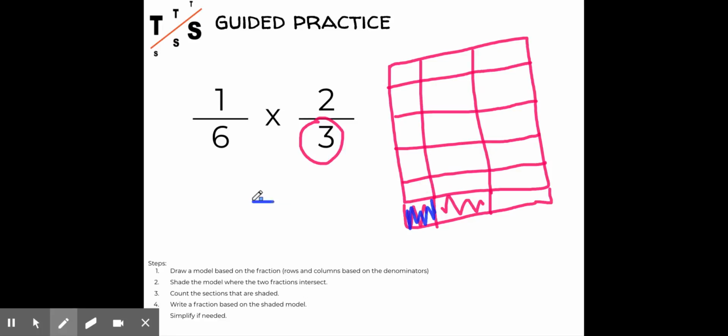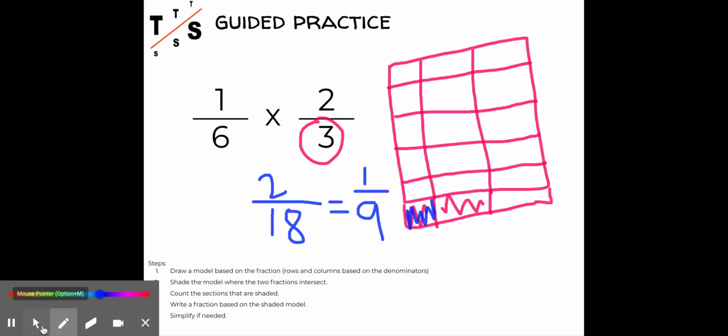I'm going to write my fraction based on my model. I have 2 shaded, and I have a total of 1, 2, 3, 4, 5, 6 times 1, 2, 3, which is 18. So my answer is 2/18, but I need to simplify. 2 can go into 2 one time, and it can go into 18 9 times. So my answer is 1/9.